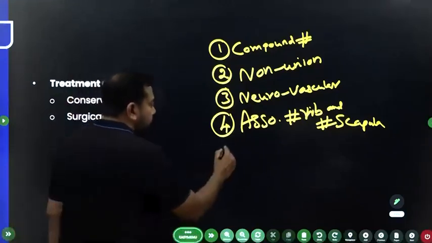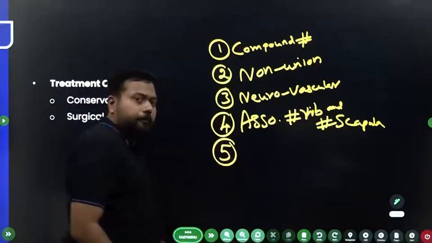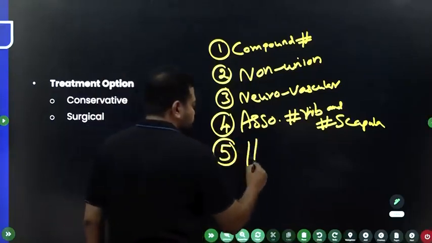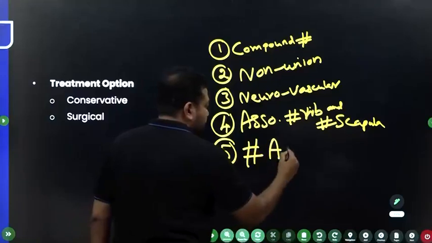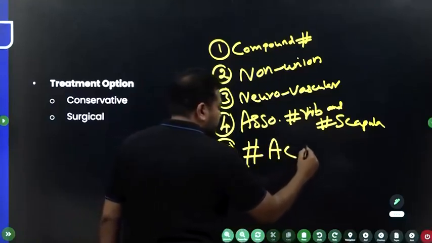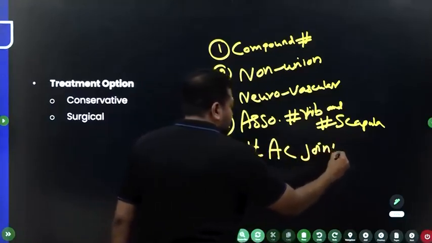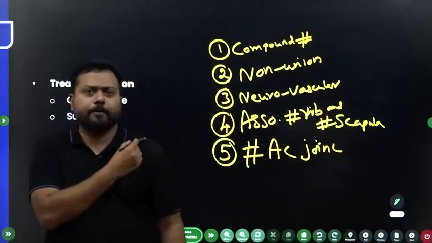And 5th indication, when the fracture is near the AC joint, near the acromioclavicular joint. Your figure of 8, that's the lateral most end, the fracture is there.